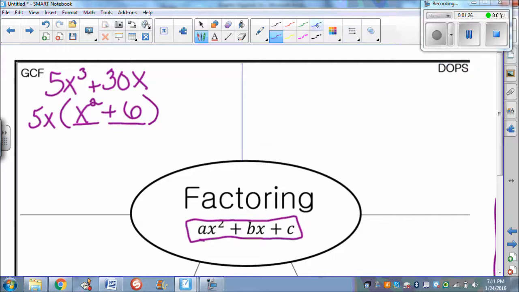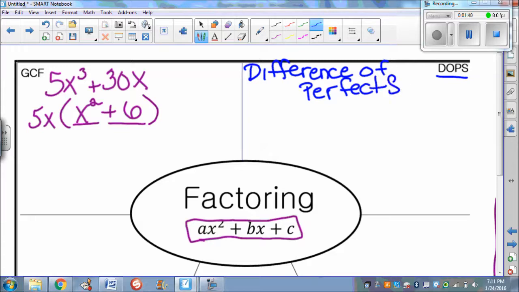So what does DOPS stand for? That's just my abbreviation for difference of perfect squares. That was our second type of factoring that we learned, and that type came in the form of a squared minus b squared. That was our general form for the difference of perfect squares.